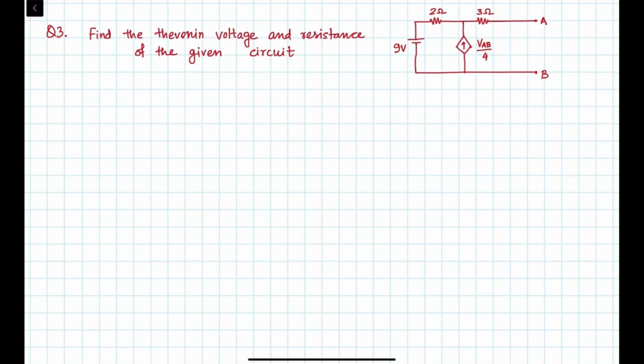Hello everyone. So here we are back with another important topic, Thevenin voltage and resistance, or a Thevenin equivalent of a circuit. As you see in this problem, it is asked to find the Thevenin voltage and resistance of the given circuit. Now what is this Thevenin voltage and resistance? First let me explain that and then we will solve the problem.